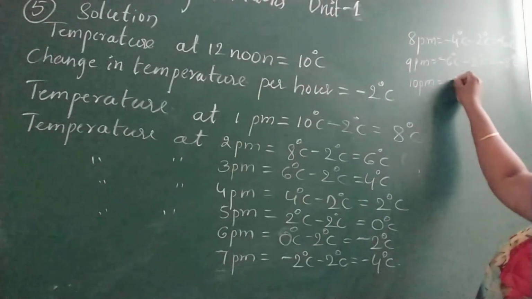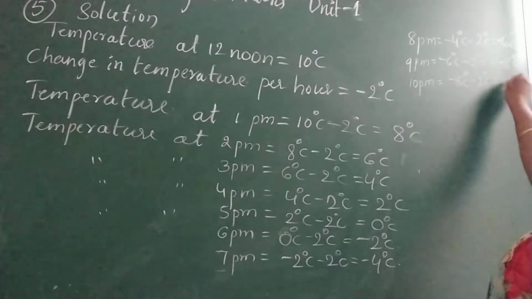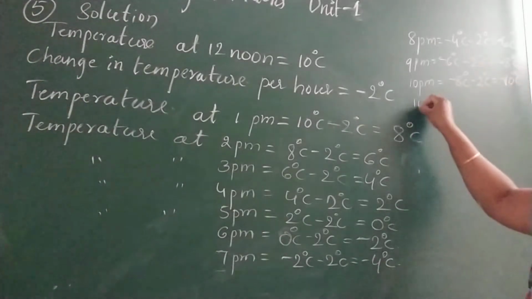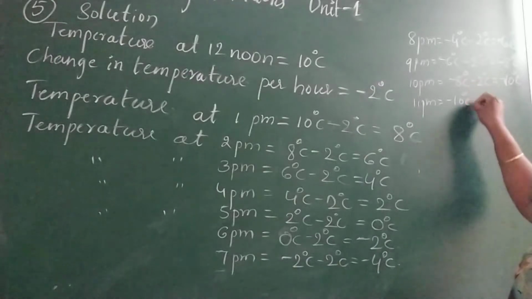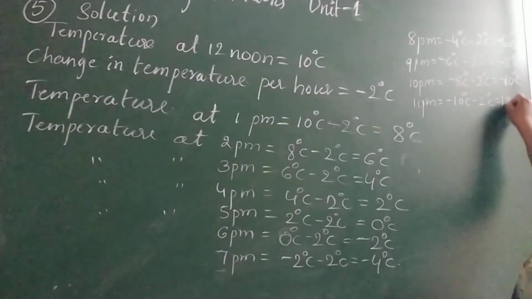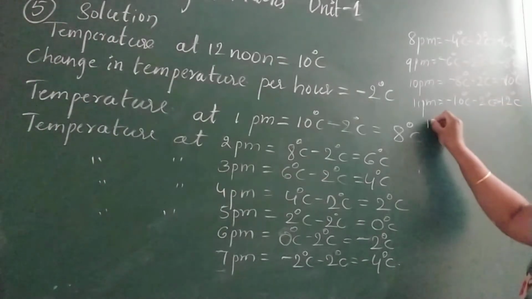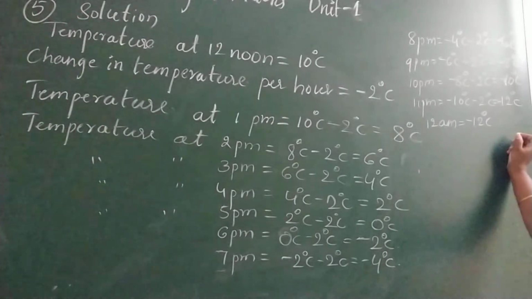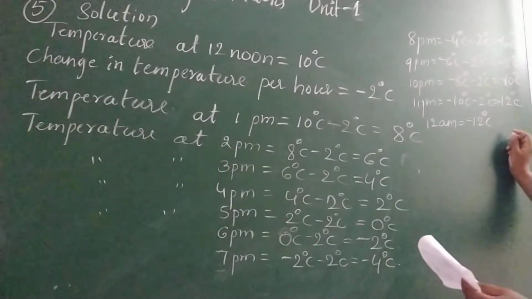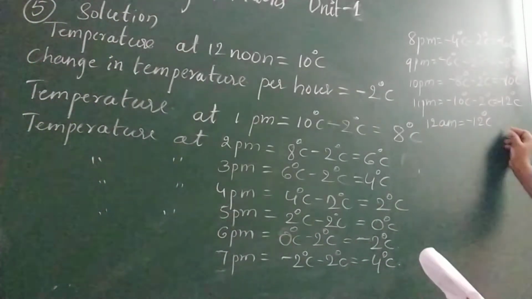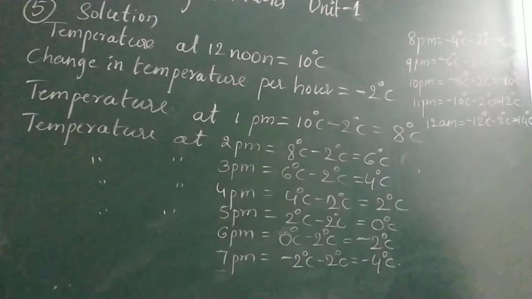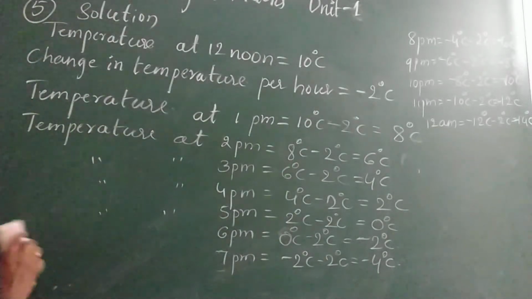10 p.m.: minus 8 degrees minus 2 degrees is equal to minus 10 degrees Celsius. 11 p.m.: minus 10 degrees Celsius minus 2 degrees Celsius is equal to minus 12 degrees Celsius. 12 a.m. at midnight: minus 12 degrees Celsius minus 2 degrees Celsius is equal to minus 14 degrees Celsius. Like this all you should write.